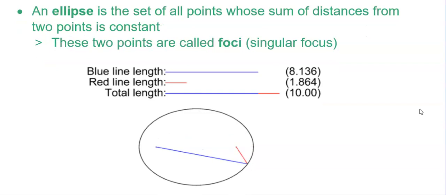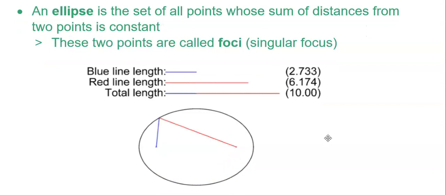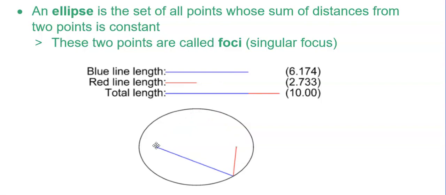So here's a good little demonstration, a good visual of what's going on here. These 2 points, where the blue line and the red line are coming from, those are your foci. And you can see as the point moves around the circle, the length of the blue line changes, the length of the red line changes, but what stays the same is the sum of those two line segments, and in this case that total length always stays 10. Obviously it will change depending on the size of your ellipse, but the sum of the two distances remains the same around the edge of an ellipse.